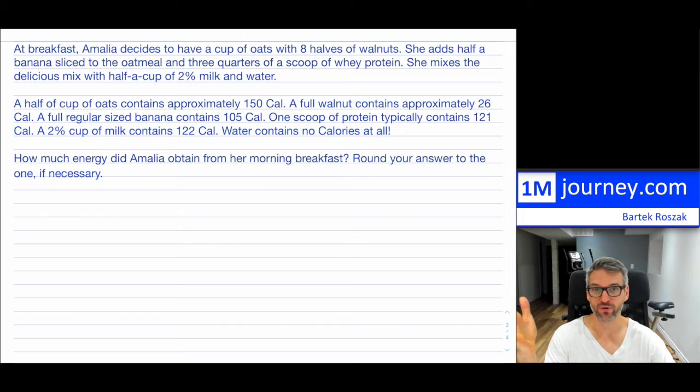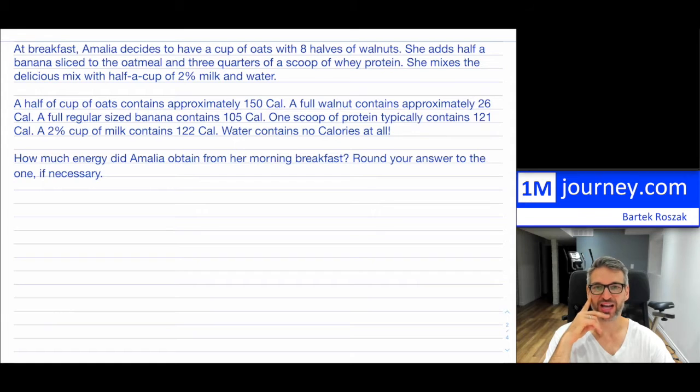So obviously it's some breakfast, we're eating something. Now, in the second part, it says a half cup of oats contains approximately 150 calories. A full walnut contains about 26 calories. A full regular sized banana, about 105 calories. One scoop of protein typically contains 121 calories. 2% cup of milk, 122 calories.